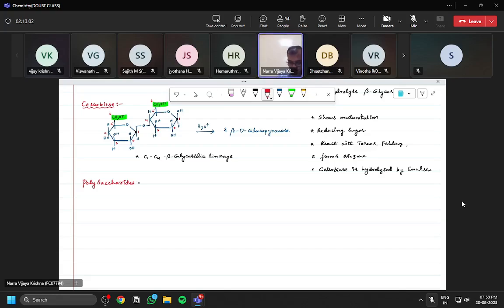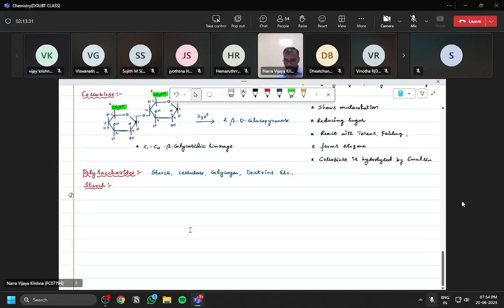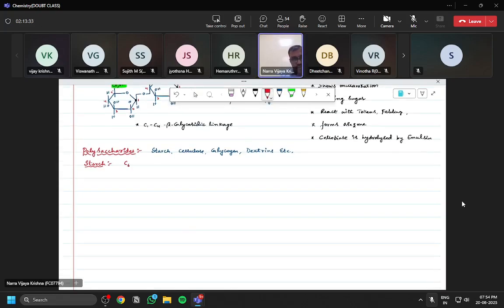Examples of polysaccharides: starch, cellulose, animal starch glycogen, dextrins, etc. These are all examples of polysaccharides, in which we are studying starch. We write it as (C6H10O5)n, a polymer.